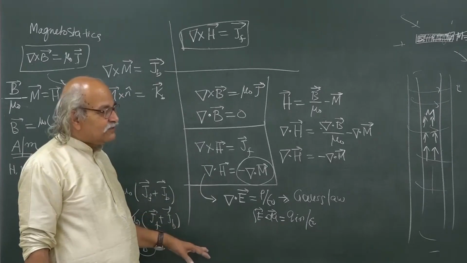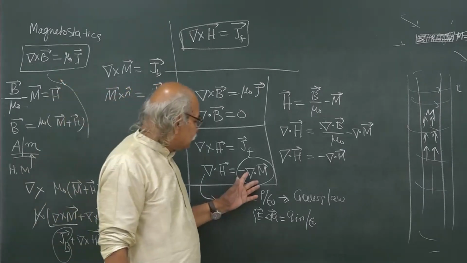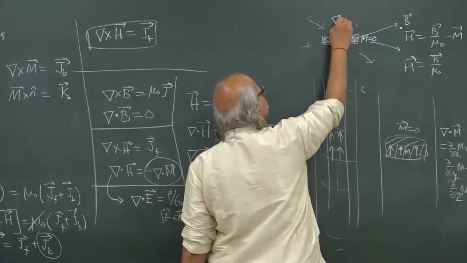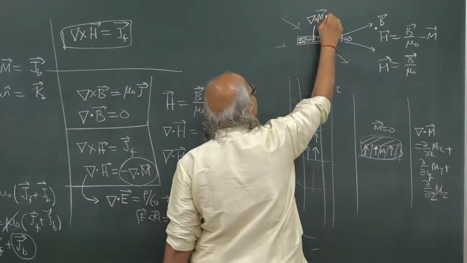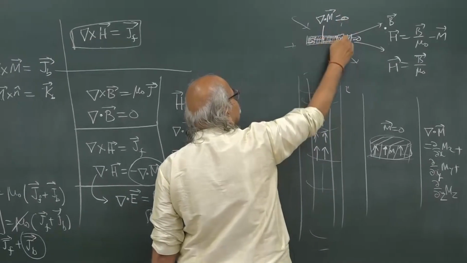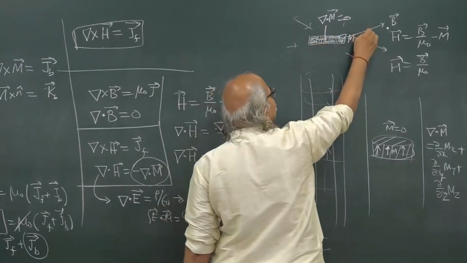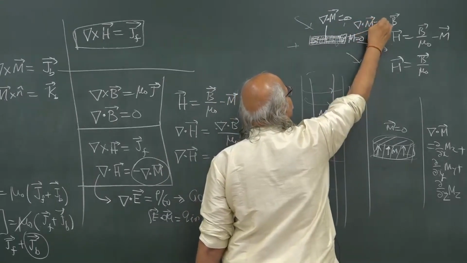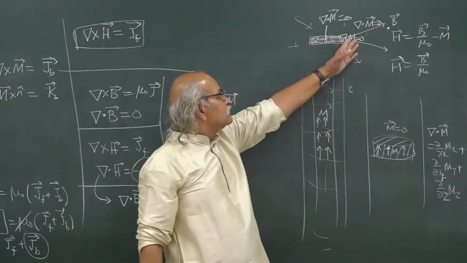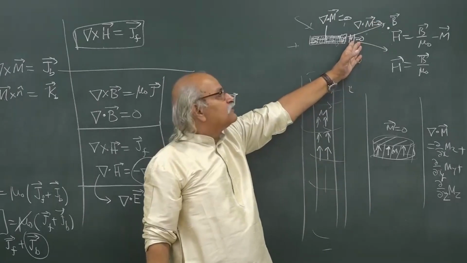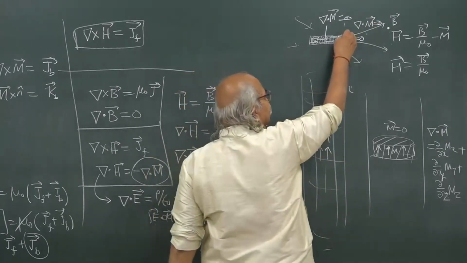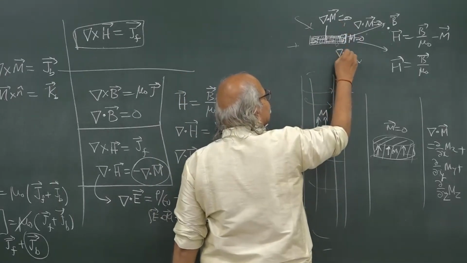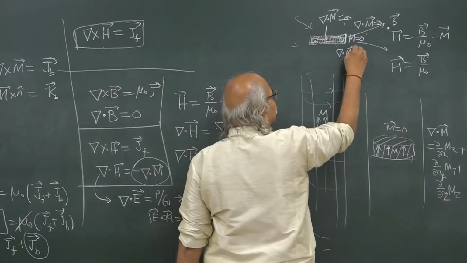In these examples, the divergence of M is 0 here. The divergence of M is 0 here, uniform magnetization. The divergence of M is 0 here. Correct. Outside there is no M, and no divergence of M. But then at this surface it is changing, and therefore you have divergence. And how much is that?